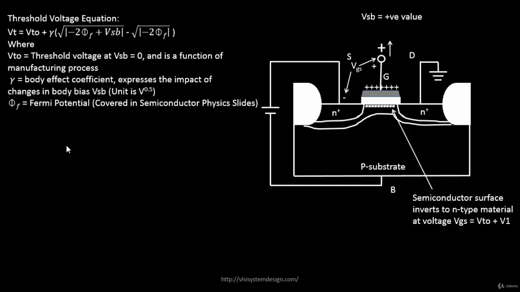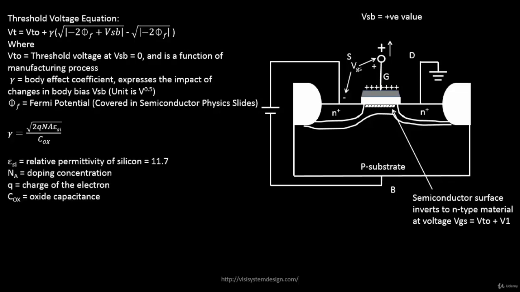For example, let's look into one such case. Gamma is a function of the square root of 2q Na epsilon Si, divided by the oxide capacitance, where epsilon Si is the permittivity of silicon, which is again a constant. Na is the doping concentration, which again comes from the foundry. q is the charge of an electron, which is again a constant. This is the oxide capacitance, basically the capacitance present over here, and for this you need the oxide thickness and other things, which are again technology constants. They are all fabrication parameters that you see over here.